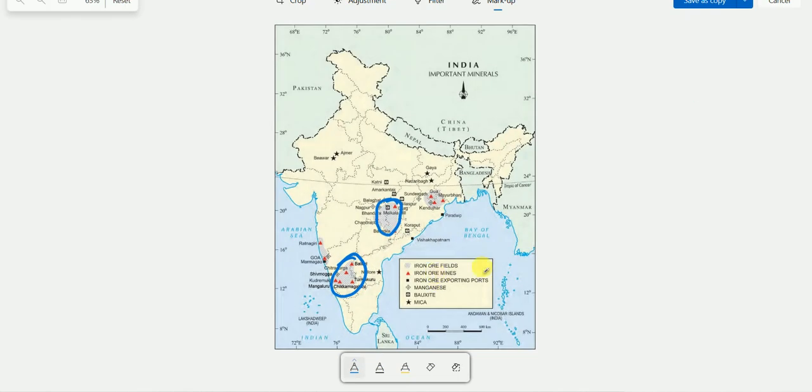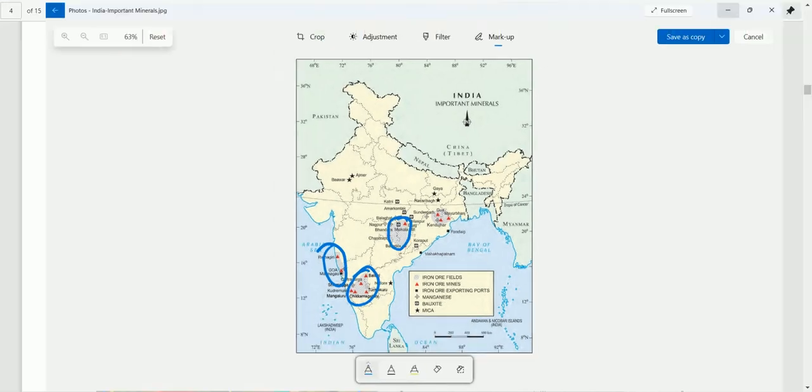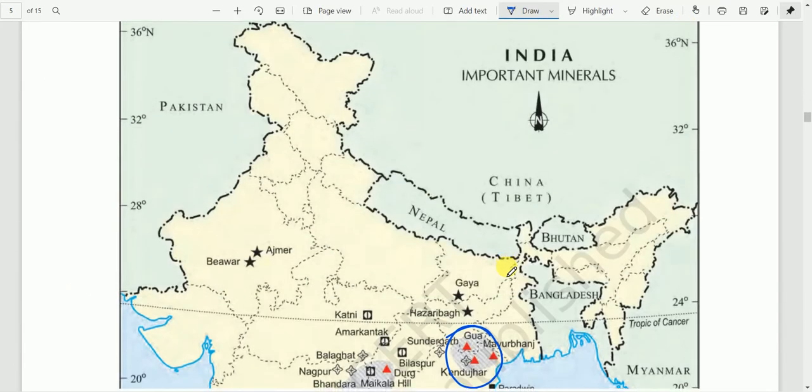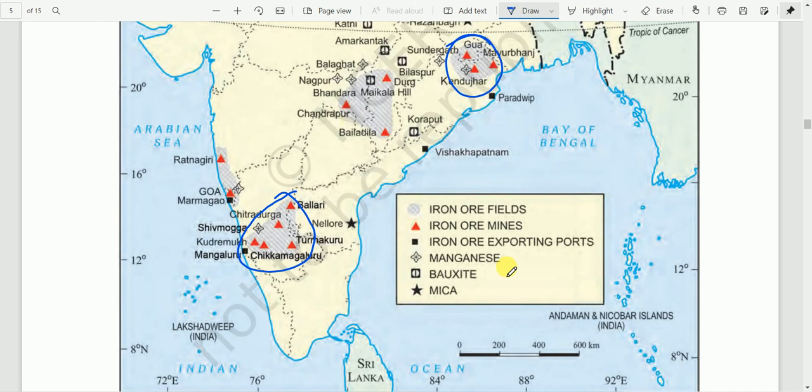Just see here, the last region is here. And we can see here also. This is the belt and this is the Marmagao port. So the quality of the iron ore is not good enough, but it is exported through the Marmagao port.